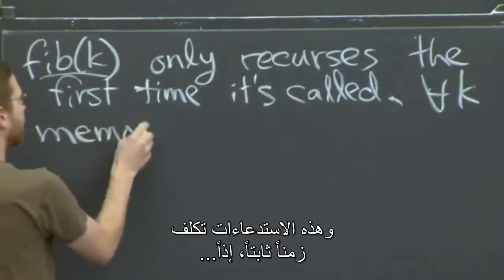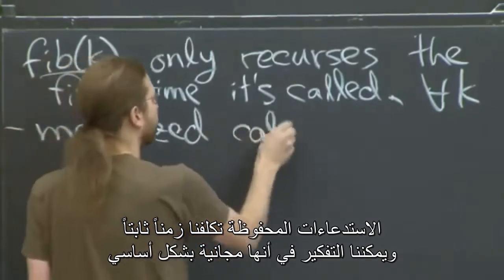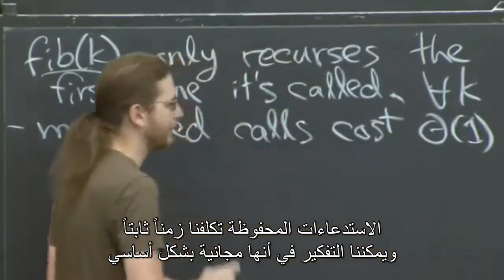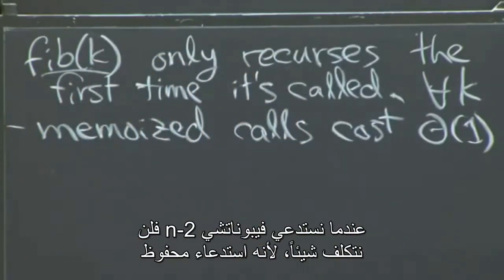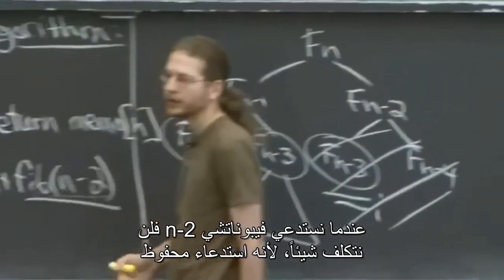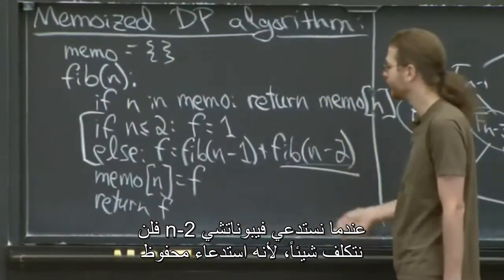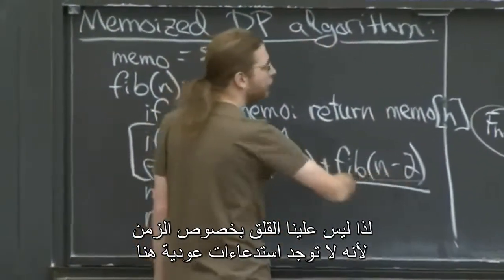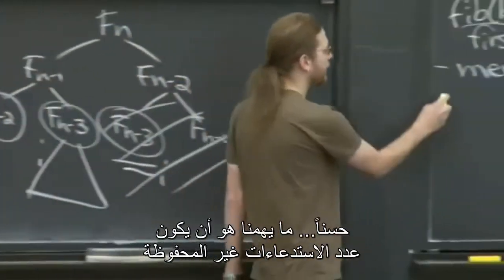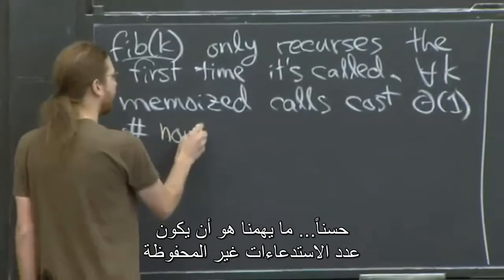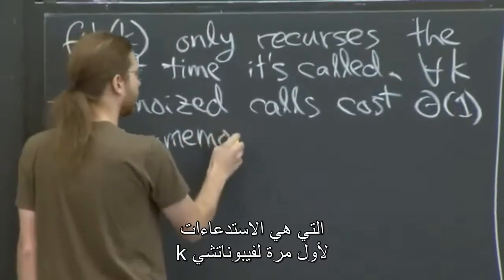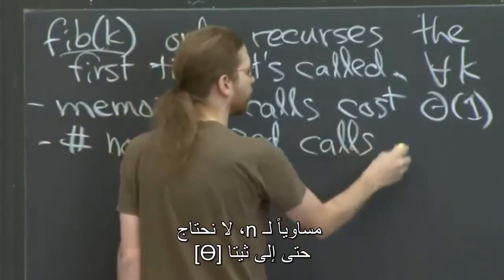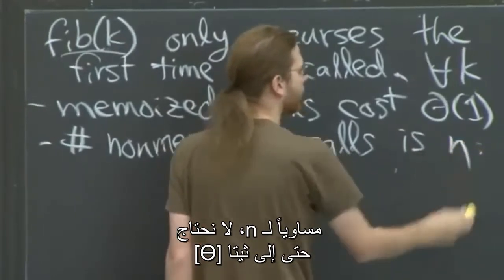So the memoized calls cost constant time. So we can think of them as basically free. When you call Fibonacci of n minus 2, because that's a memoized call, you really don't pay anything for it. I mean, you're already paying constant time to do addition and whatever. So you don't have to worry about the time. There's no recursion here. Okay, and then what we care about is that the number of non-memoized calls, which is the first time you call Fibonacci of k, is n. No theta is even necessary.